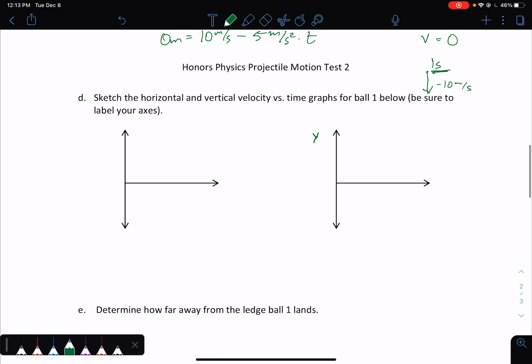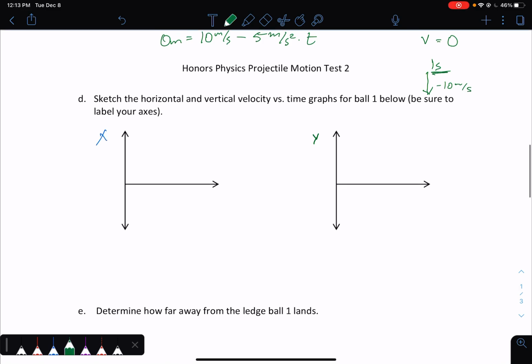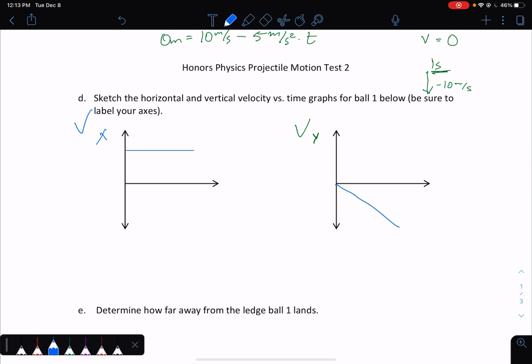On part D, now we're sketching the horizontal and vertical velocity graphs for ball 1, the horizontal projectile. And so horizontally, that ball is going to move at a constant velocity. But then vertically, the ball is going to get faster and faster. So it is linear with negative slope to denote the negative acceleration. And it also needs to start at 0 because v initial y was 0. So that graph was worth 3 points.